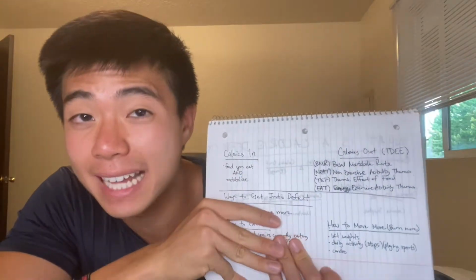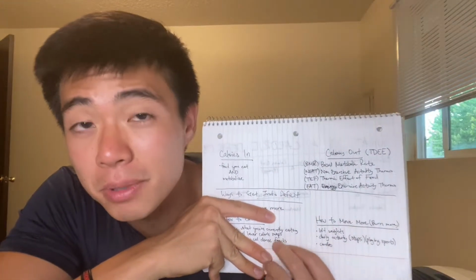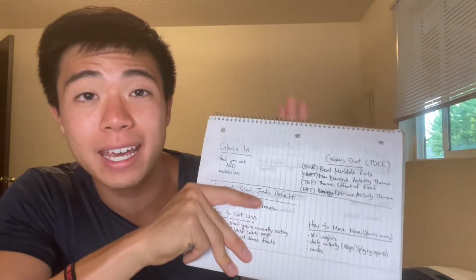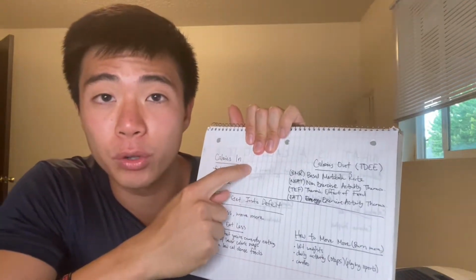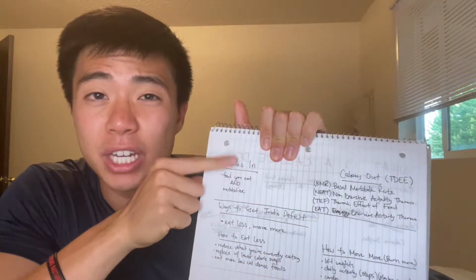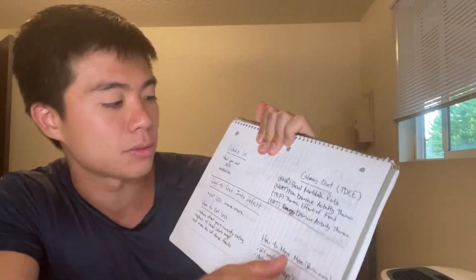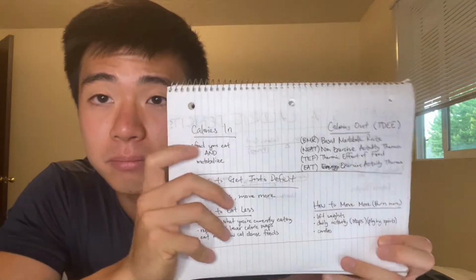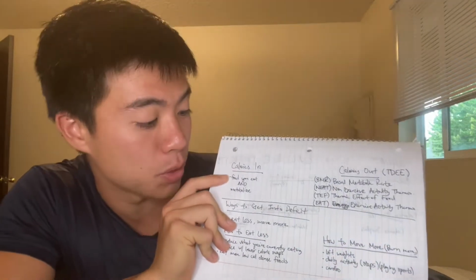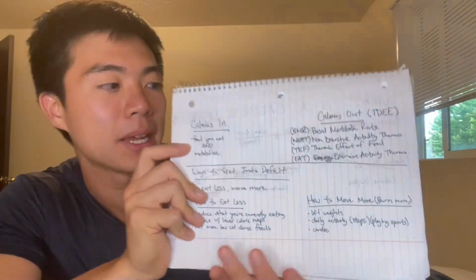All right, now that we've established that seesaw concept of calories in and calories out for each side of the equation, let's go ahead and break that down further into the components of each. So calories in, pretty simple. It's just food that you eat and metabolize. I want to make that point clear.